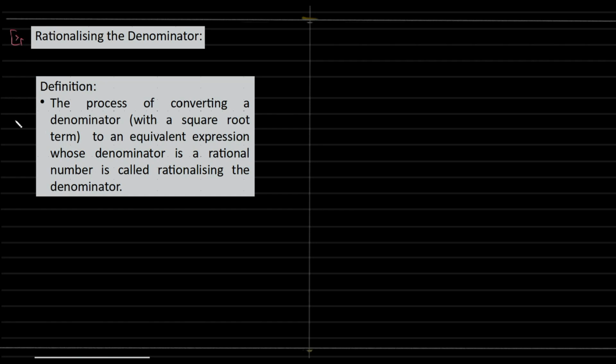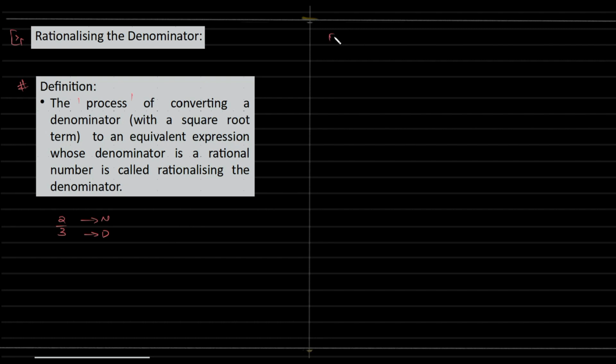Rationalizing the denominator. So first of all, what is a denominator? Well, when we have an expression like 2 by 3, this is the numerator and the number below is the denominator. So what is rationalization? It's a process, a way of converting a denominator with a square root term to an equivalent expression whose denominator is a rational number. This is called rationalizing the denominator.